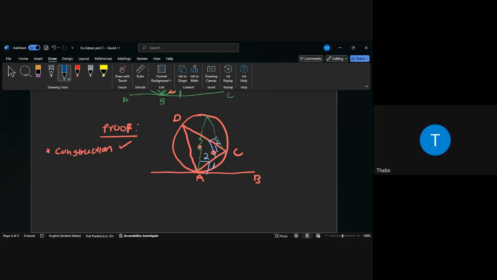Okay. So now, required to prove. This is very, very important. This time you're required to prove that A1 is equal to angle D. You see where A1 is. So now, let's start. A1 plus A2 equals 90 degrees.